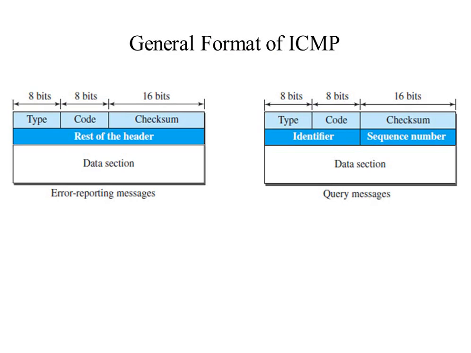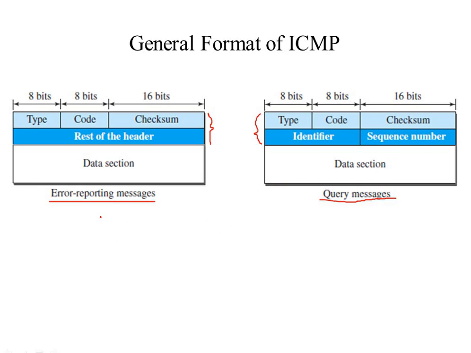For error reporting this is the format, and for query this is the format. Here you can see that each consists of 8 bytes of information, but the error reporting and query formats are different. The first 4 bytes are common for both messages: type, code and checksum. The second 4 bytes are the rest of the header, where there is an identifier and a sequence number, followed by a data section in both cases.